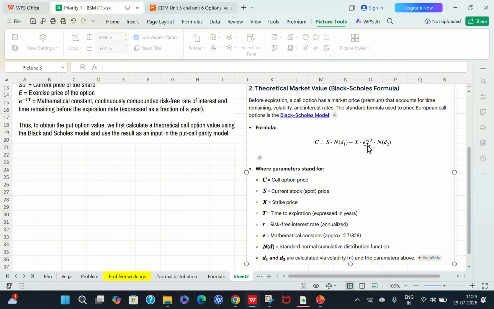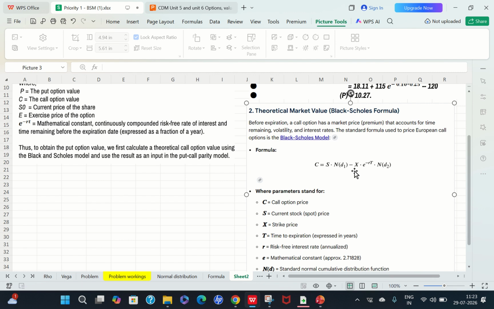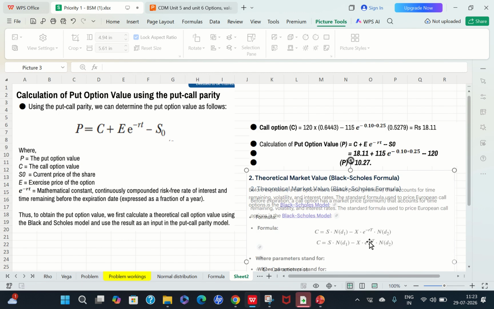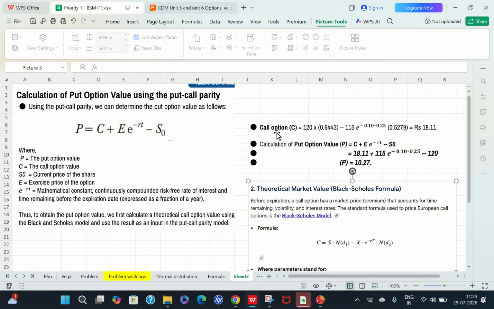Strike price is otherwise called exercise price, also called option premium, into e to the power of minus R, where R is the risk-free interest rate, which is annualized. Annualized means for 1 year. Into T, the time to expiration, which is expressed in years, into N(D2). Again, D2 is the value which we have determined. N(D2) is the normal distribution value of D2. With this formula, we need to do a few calculations for this sum. So it comes like this.